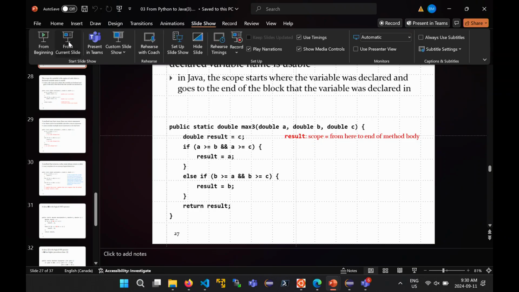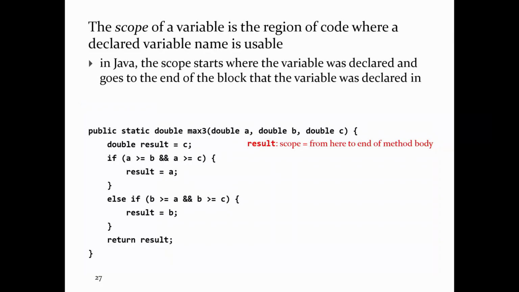So this is a bit different than how it works in Python. In Java, before you use a variable the first time, you have to declare that it exists, and in doing that, you have to specify its name and type. And so here, we declare the variable called result, and we initialize it with the value c. In Java, this means that I can use the name result from this point to the end of the block that result is defined in.